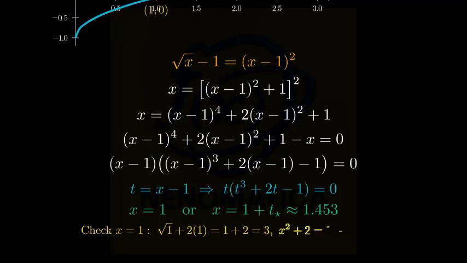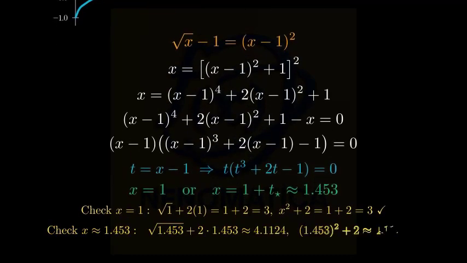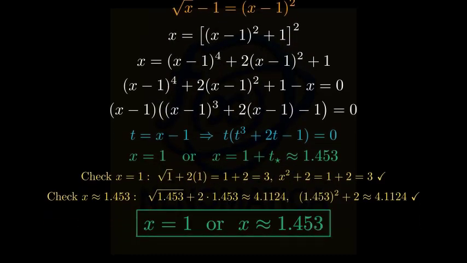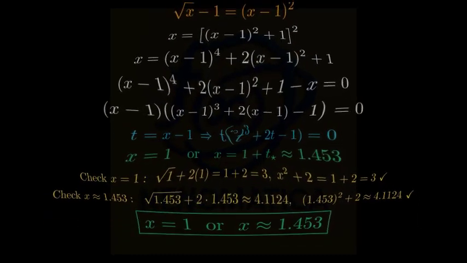Always check solutions in the original equation, because squaring can introduce extraneous roots, and the domain requires x greater than or equal to 0. Both x equals 1 and x approximately 1.453 satisfy the original equation. Final result. The equation has two real solutions.